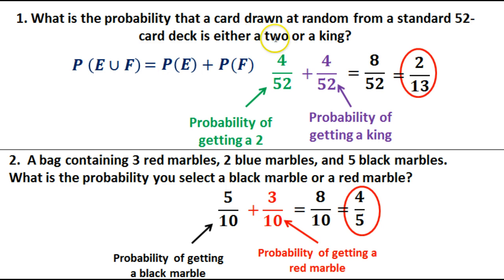The probability of selecting either a 2 or a king: there are 4 twos and 4 kings. The same theory goes into this one. We just have to reduce it at the end.